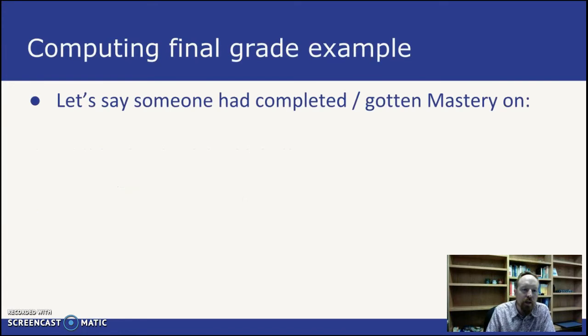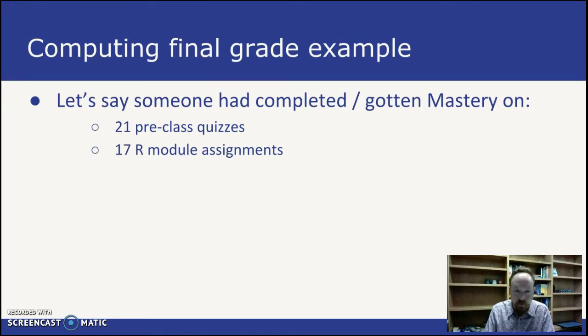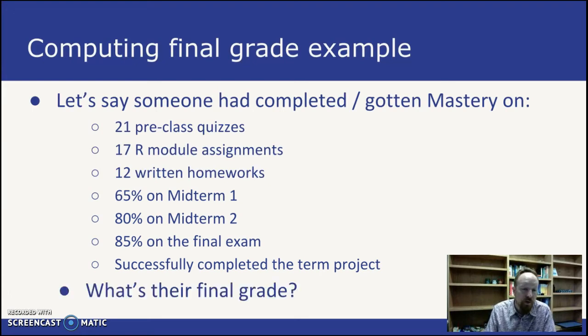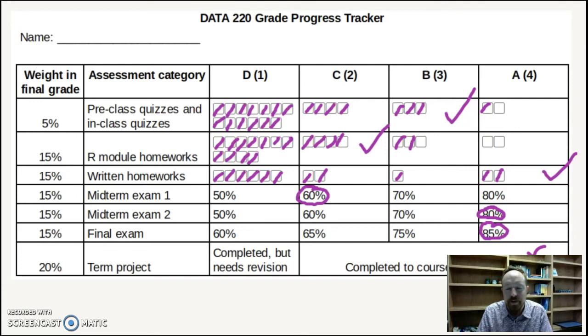So let's say that somebody had completed or gotten mastery on 21 of the pre-class quizzes, and then 17 of the R module assignments, 12 written homeworks, and then they got the following exam scores, and then they successfully completed the term project. So let's take this information and figure out what their final grade is. So the first step, of course, is to fill out the grade progress tracker with all this information. Here's what it would look like. Please excuse my beautiful mouse checking off. It looks like Harold in the purple crayon.